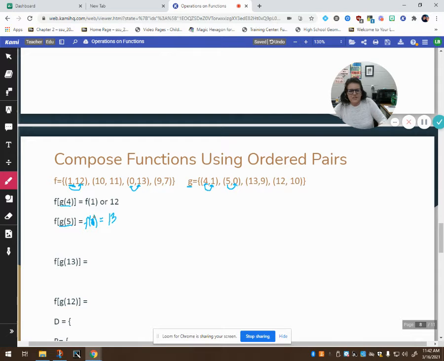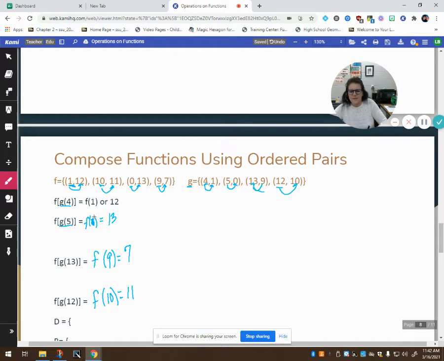All right, g of 13, come over here. I have this 13 here. When I put in a 13 for x, I get out a 9. So I want to evaluate what is f of 9. Come over to this function, find a 9. 9 has an output of 7. If I put in a 12 for g of x, I get out a 10. So now I'm going to evaluate f of 10, and f of 10 is 11.